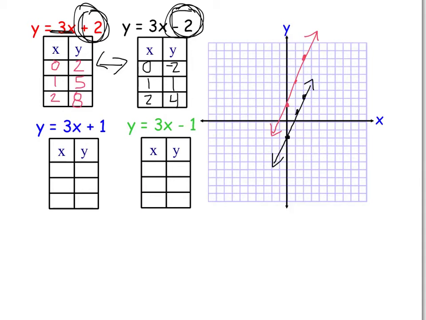This 3x is saying that every time you go over 1, you're going to go up 3. Do you see how I went over 1, up 3, over 1, up 3? Same here, over 1, up 3, over 1, up 3. We call that the slope of the line.